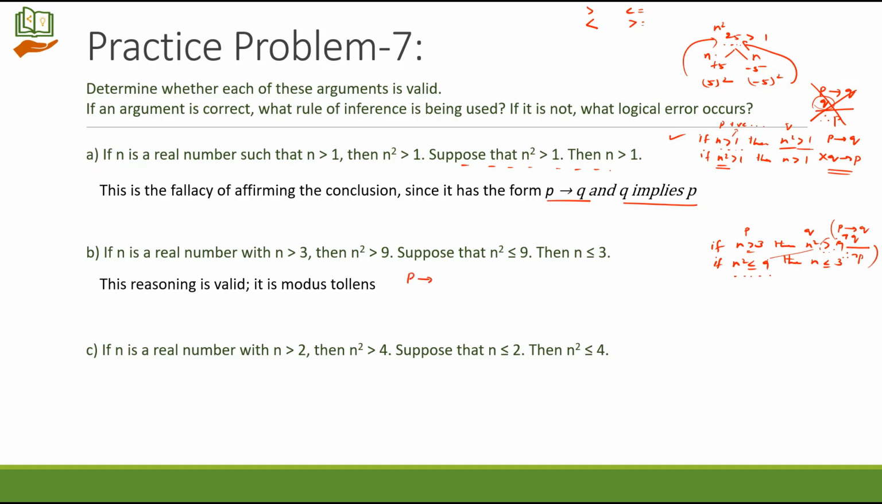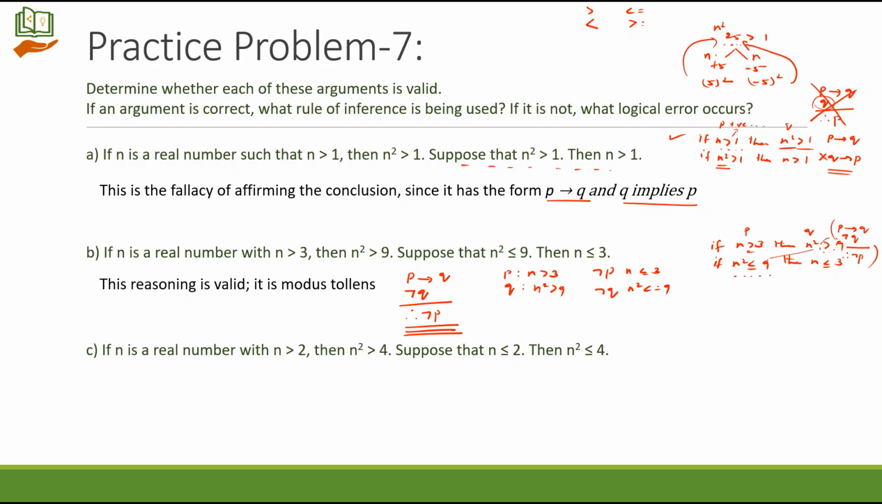So let me write the rule of inference here. P implies Q, where we have P as n greater than 3 and Q as n square greater than 9. Now we have negation of Q. So what is negation of Q? n square is less than or equal to 9. Then what about the conclusion? We have negation of P. So here we can take this to be negation of P where n is less than or equal to 3. So this is Modus Tollens.